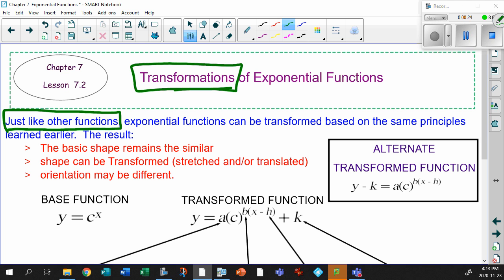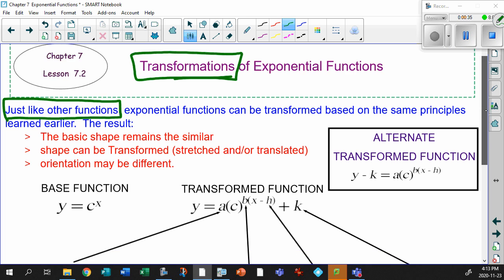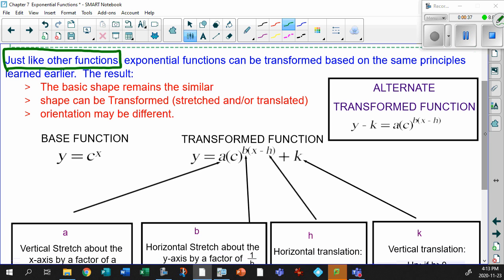So in other words, you can stretch them, you can flip them, right? And you can translate them, move them up and down or left and right. Are they based on another formula? No. Look, take your basic formula, y equals to whatever that number is. Let's say it's 2 to the power of x. Look what we're going to do.